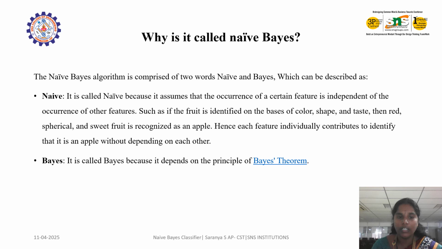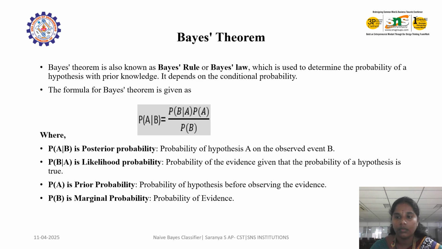Then Bayes, it is called Bayes because it depends on the principles of Bayes theorem. The Bayes theorem is known as Bayes rule or Bayes' law, which is used to determine the probability of a hypothesis with prior knowledge. It depends on conditional probability.